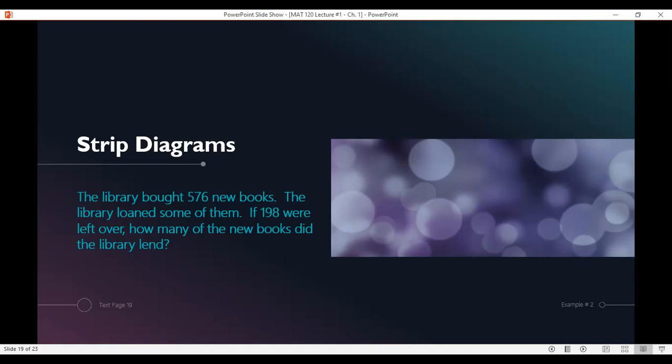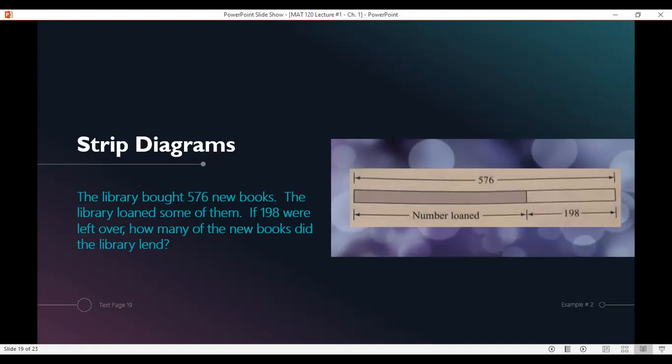But when the child sees this, they're going to say, well, I'm going to let the library be the strip diagram, and then I'm going to cut out a part of it. Something like this. So the strip diagram is a long rectangle, as you can see here, and we've deliberately shaded one part of it to show how many have been loaned, and then we also have how many are left over, and we're trying to figure out the shaded part.